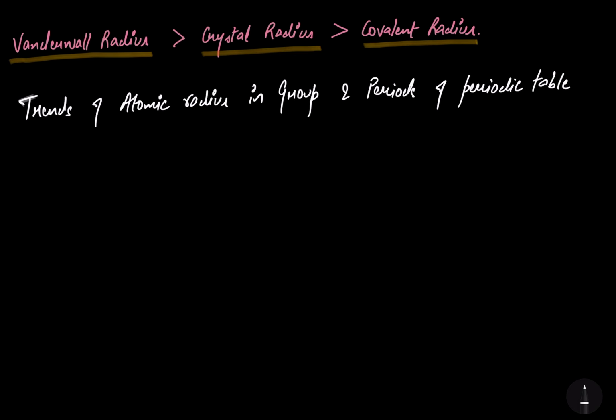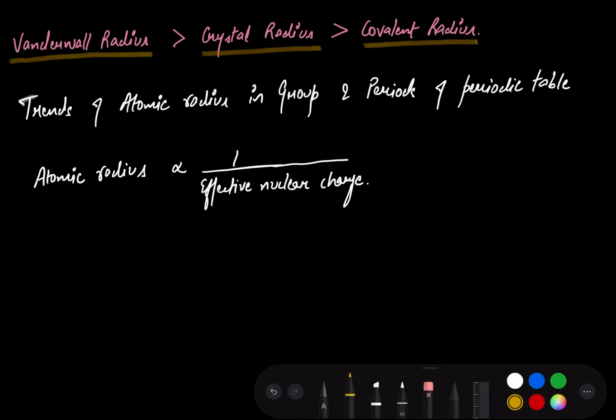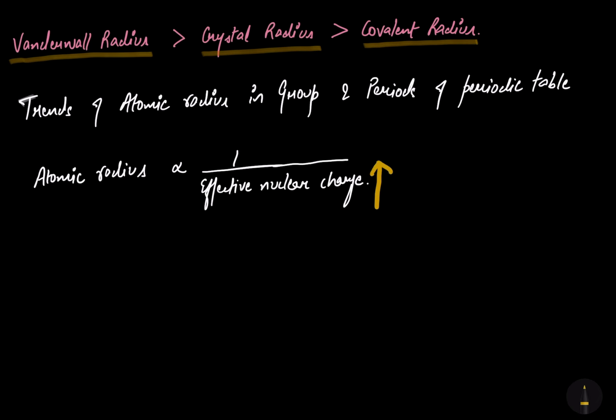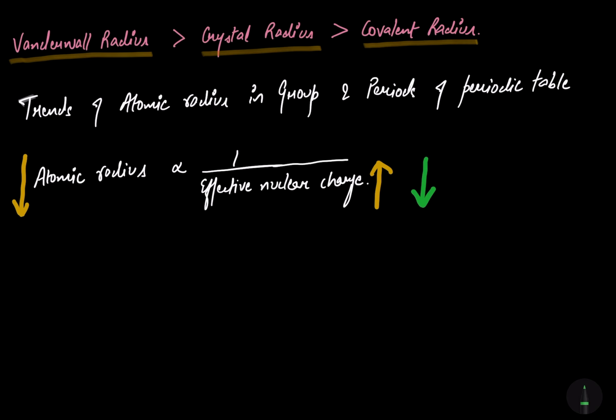Now firstly let me give you some points. The atomic radius of any element is inversely proportional to the effective nuclear charge. As the effective nuclear charge will increase, the attractive pull of the nucleus for the outermost electron will increase, thereby decreasing the atomic radius. So what I have said, if the effective nuclear charge increases, then the atomic radius will decrease. Or we can say it in a reverse fashion. If effective nuclear charge decreases, then the atomic radius will increase. I hope you got this point.